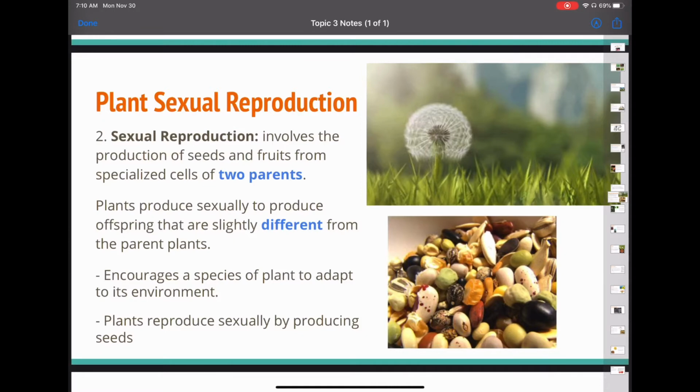Okay, now sexual reproduction involves the production of seeds and fruit from the specialized cells of two parents. Okay, so this time we have two different parents. There's only one way to kind of get around this, and we'll talk about that when we get to flowers. So plants reproduce sexually to produce offspring that are different from the parent plants. And again, this is usually a positive thing as it brings out new characteristics, and lots of times those new characteristics can be positives. Okay, so this helps plants adapt to their environment over generations, and they do this by producing seeds. So we're going to see at the end of this process, a seed is going to be formed.